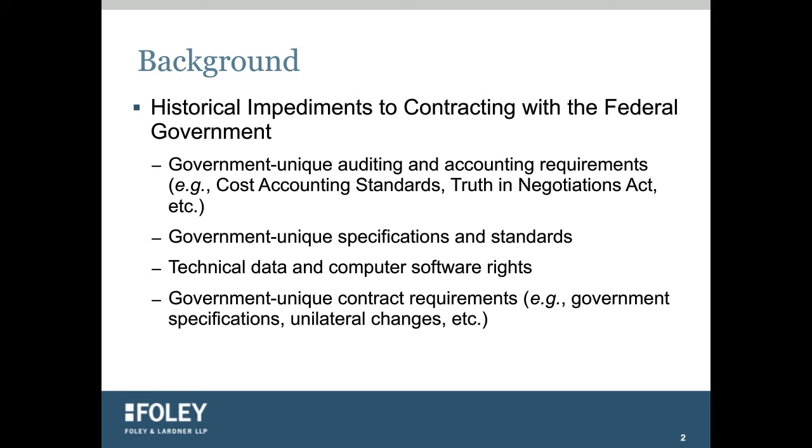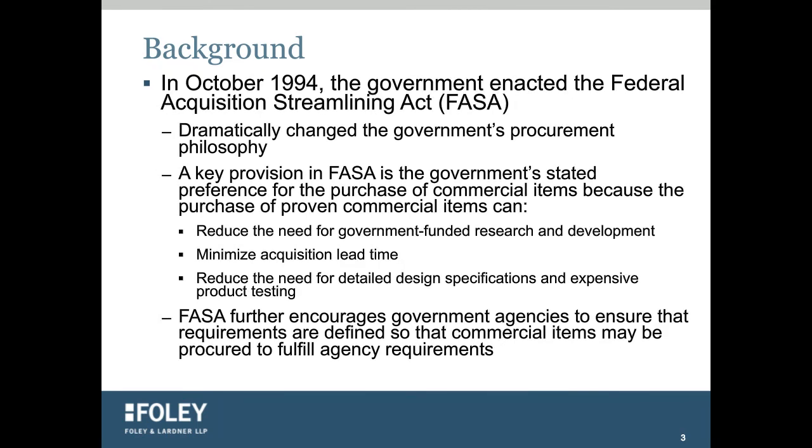Or the companies who were willing to do that had to build all of that into their pricing. And so the government was paying exorbitant amounts of money for something that commercially you can get at a lesser price. So in October of 1994, the government enacted the Federal Acquisition Streamlining Act, known as FASA, and that changed the government's procurement methodology.